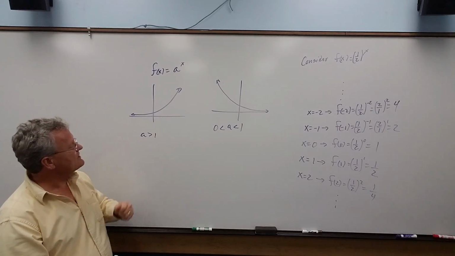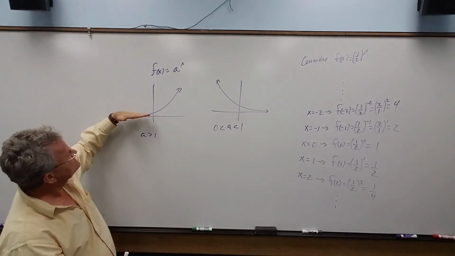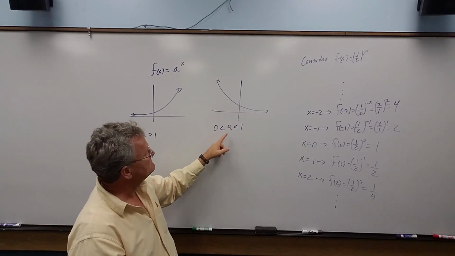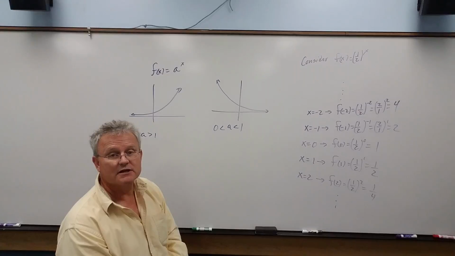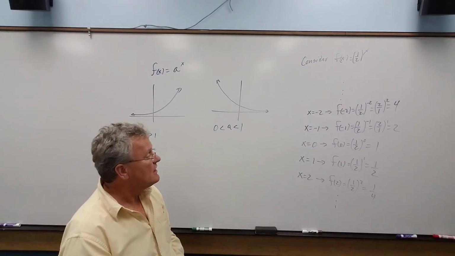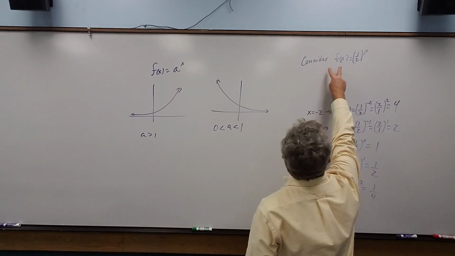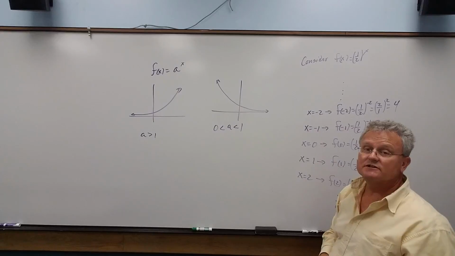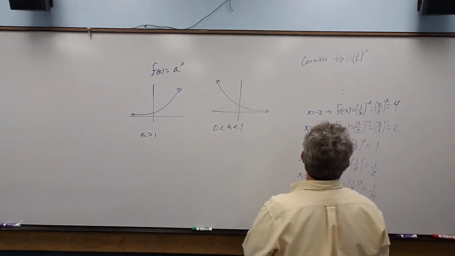So let's consider a is greater than 1. Well, that's exponential growth. When a is a fraction between 0 and 1, it's exponential decay. But I like to show students why, as we all do. So what I do is consider the exponential function a half raised to the x. We just show students what happens.